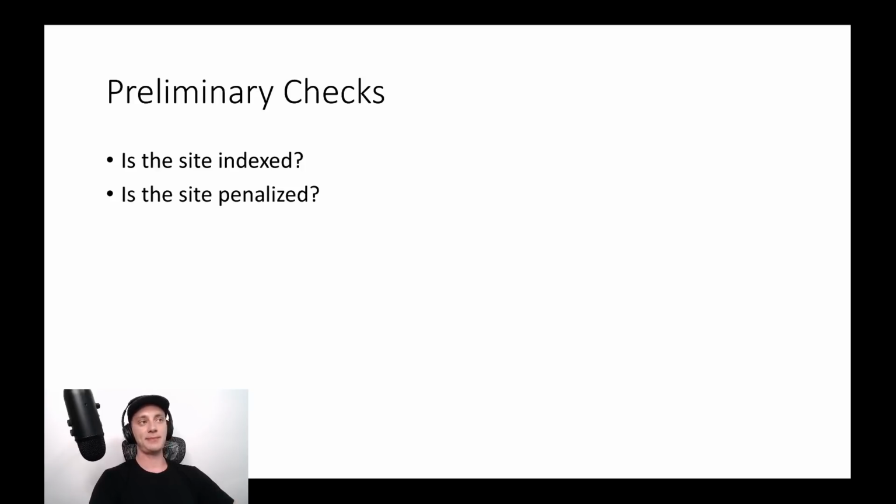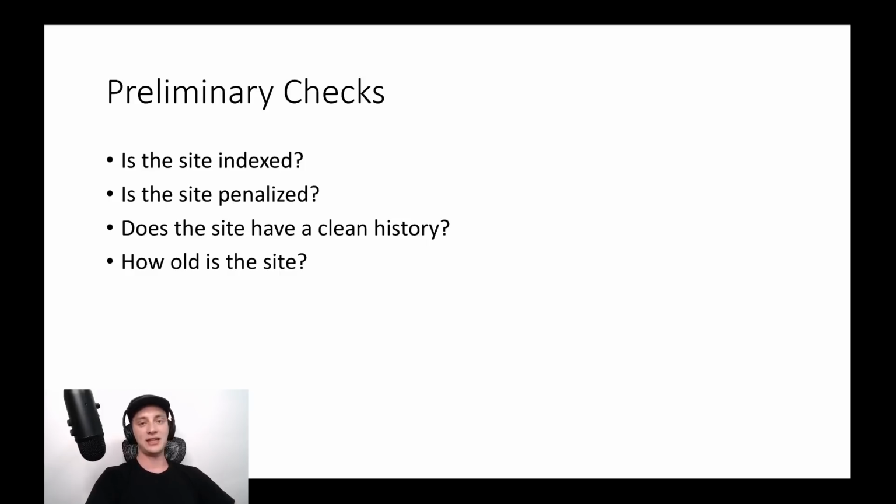So before we go ahead and jump into Ahrefs, there are some preliminary checks that we always do. First, we check if the site is indexed, we check if the site's penalized, we check the site's history, and we check the age of the site. If the site is indexed, it just means that it's in Google's database to show in the organic search results. If a site is penalized, that means that Google has given you some kind of disciplinary action. And as far as the history goes, we just want to make sure that it doesn't have any kind of nefarious past, it hasn't been spammed.